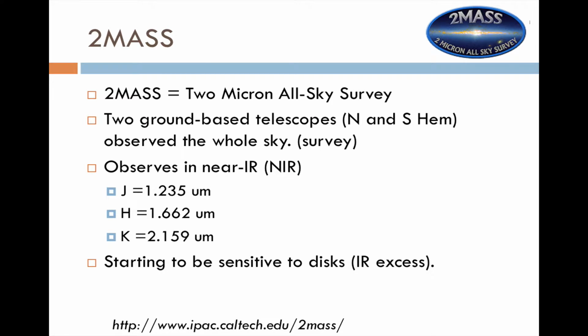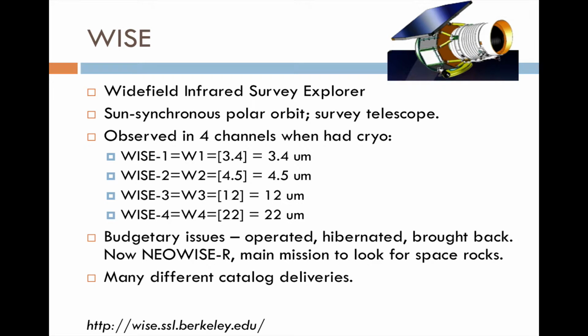It was conducted by 2 ground-based telescopes, one in the northern hemisphere and one in the southern hemisphere, and it observed the whole sky. It is a survey. It observes in the near-infrared, or NIR, at J, H, and K bands, so between 1 and 2 microns. At these wavelengths, we're starting to be sensitive to the infrared excess from the disks.